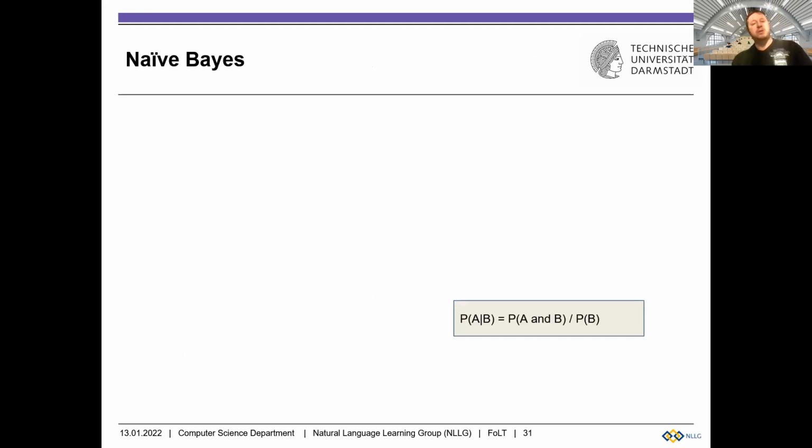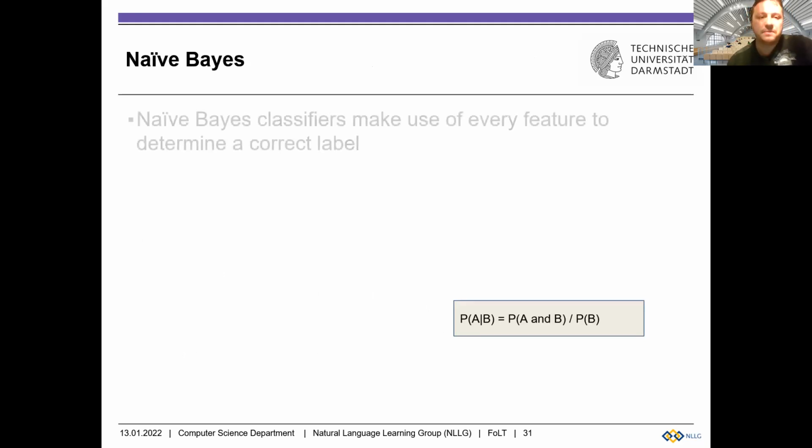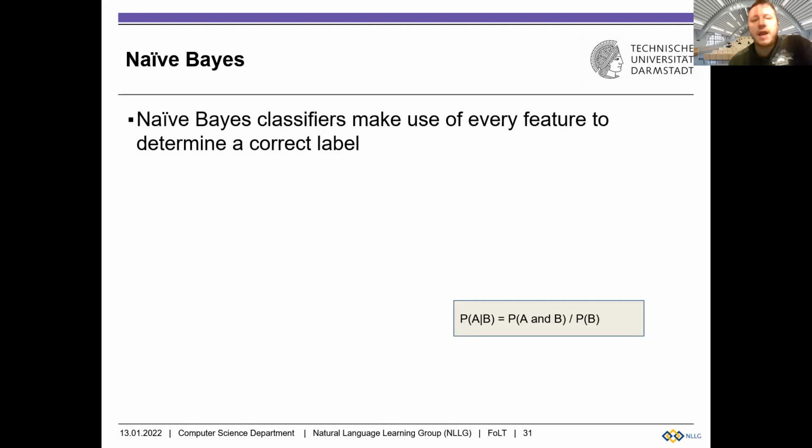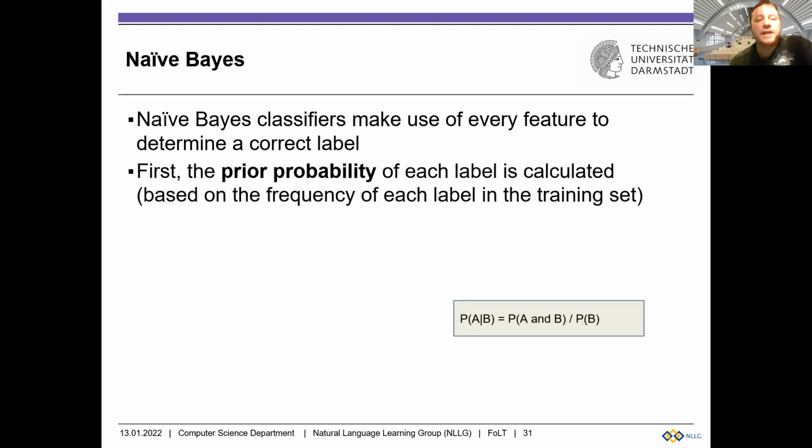So let's talk about our second model, which is naive Bayes. And now, how does it work? We need a little bit of math for this classifier. Naive Bayes classifiers make use of every feature to determine a correct label. And it starts out with prior probabilities of each label.